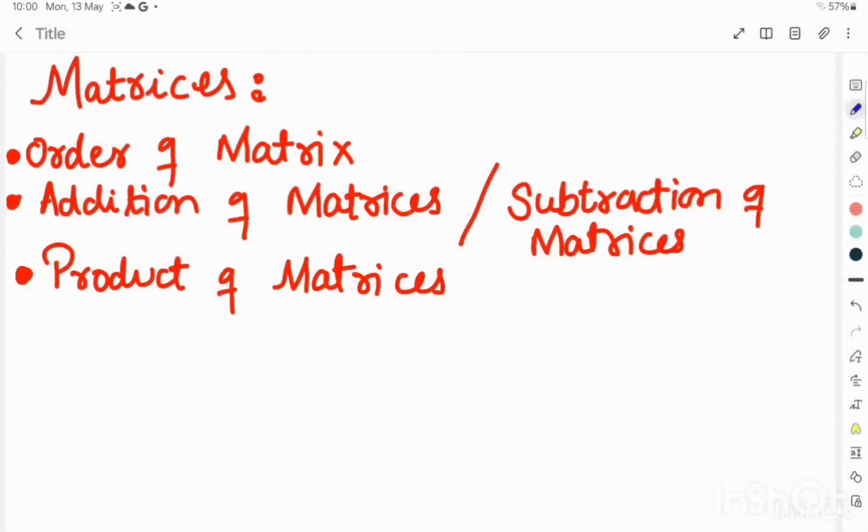Bismillahirrahmanirrahim. So students, today the topic which we will discuss is matrices, that is, the basics of matrices. What are matrices? That is what we will discuss today. Next we will discuss the order of a matrix, and after that we will discuss addition and subtraction of matrices.